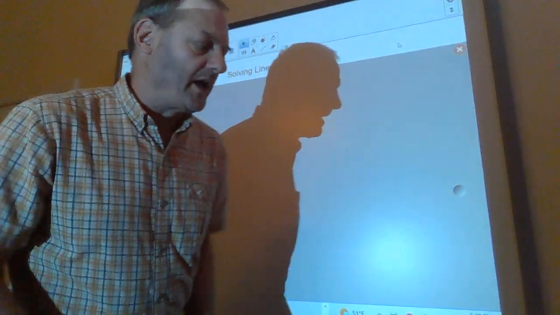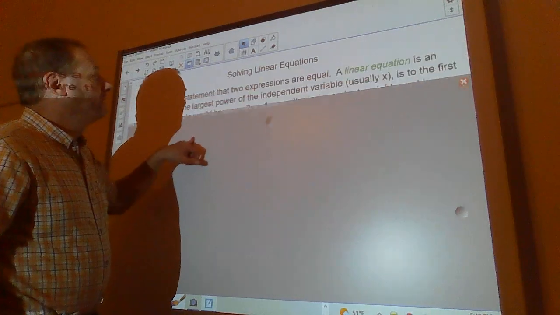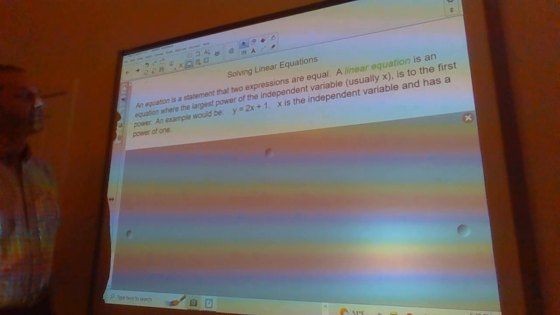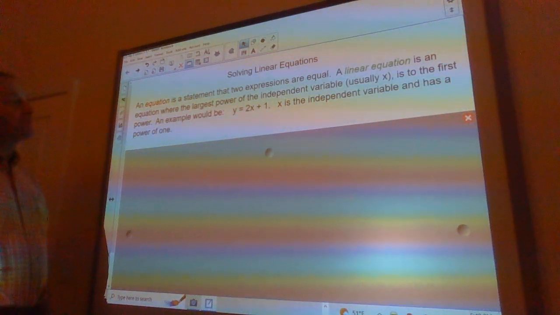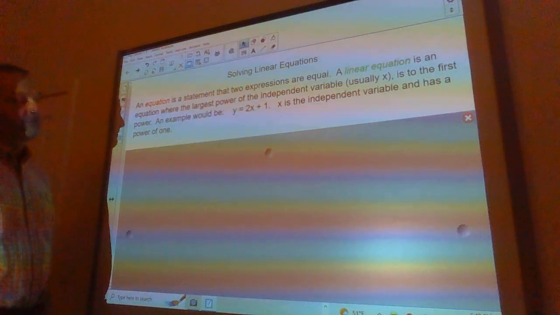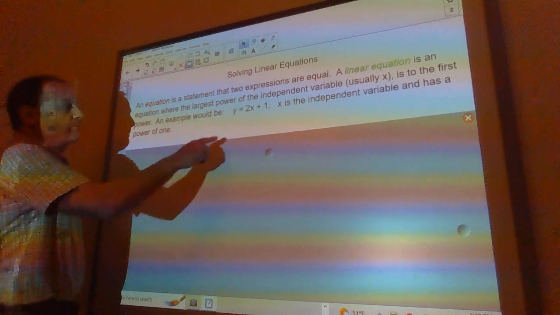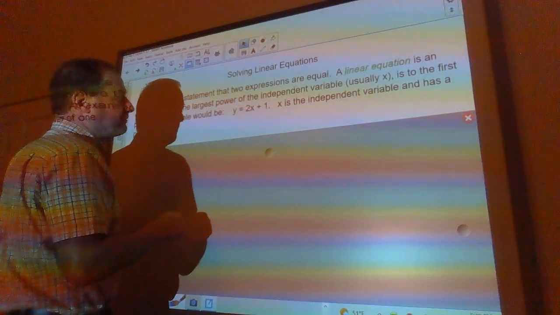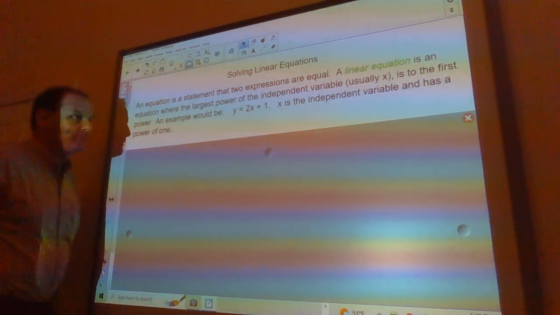Hey guys, today we're doing a little review on solving linear equations. Remember, an equation is a statement that two expressions are equal. A linear equation is an equation where the largest power of the independent variable, which is usually x, is the first power. For example, y equals 2x plus 1. X is the independent variable, and it's to the first power here. That's the biggest power. That's a line right there.